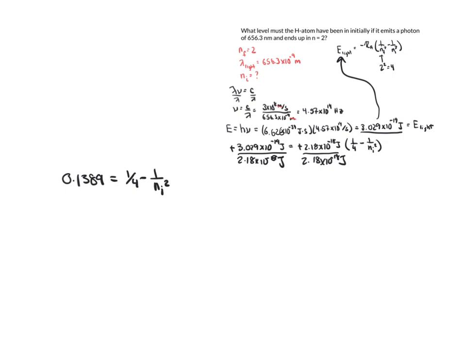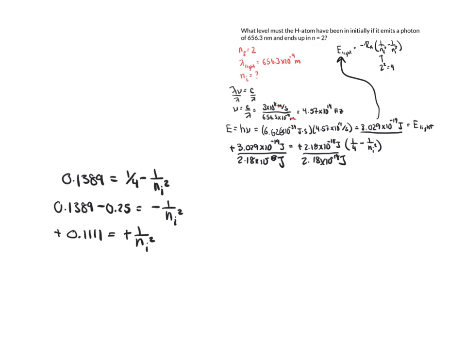So now I can subtract 1/4 from both sides. So that's going to give me 0.1389 minus 0.25, because 1/4 is 0.25, is equal to minus 1 over n initial squared. So when I subtract 0.25, I end up with minus 0.1111, okay, is equal to minus 1 over n initial squared. So now again, I can multiply through by minus 1 to get rid of my minus signs.